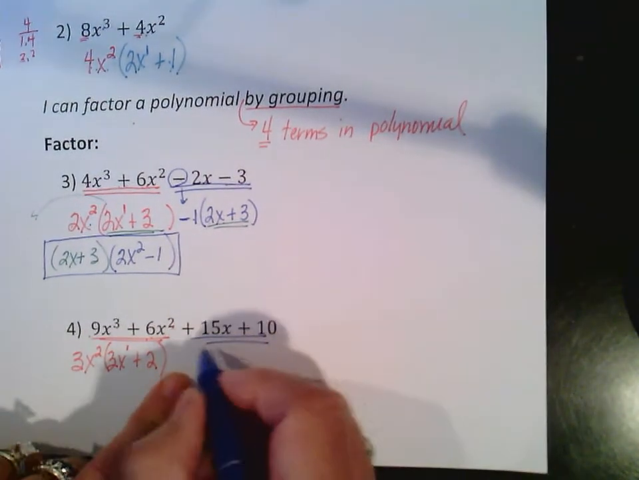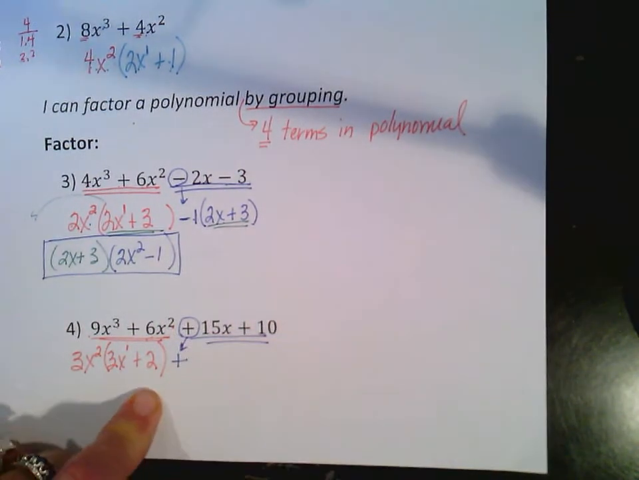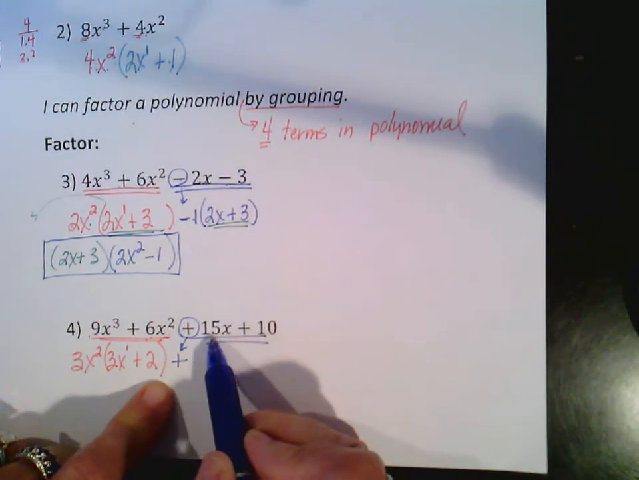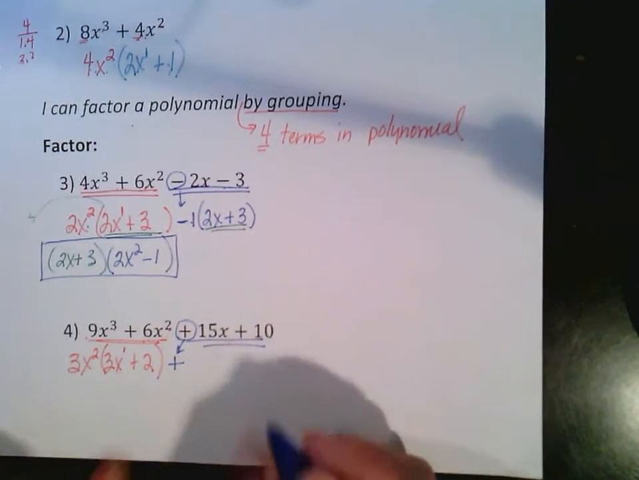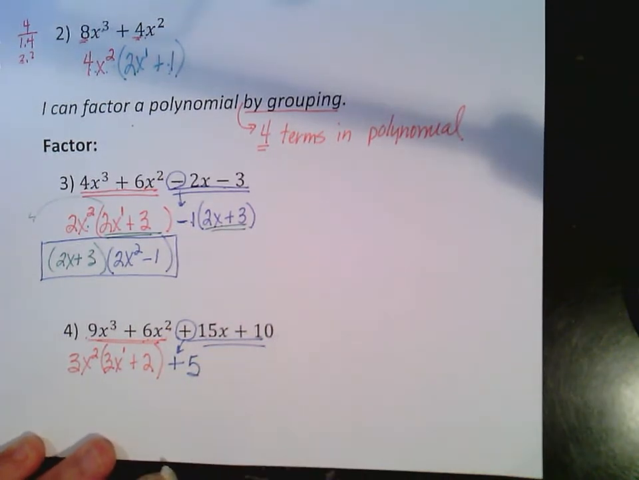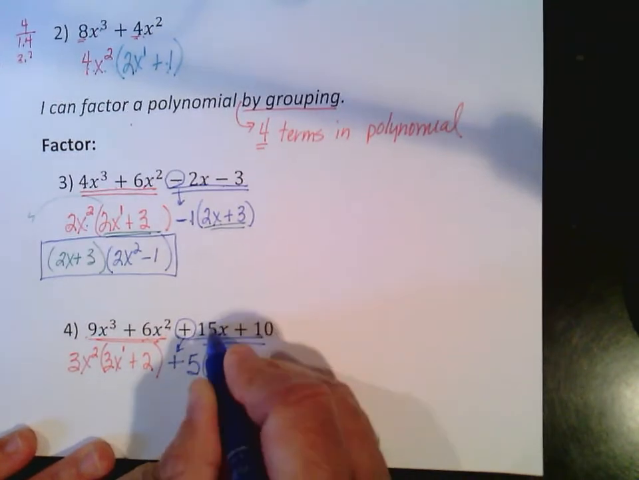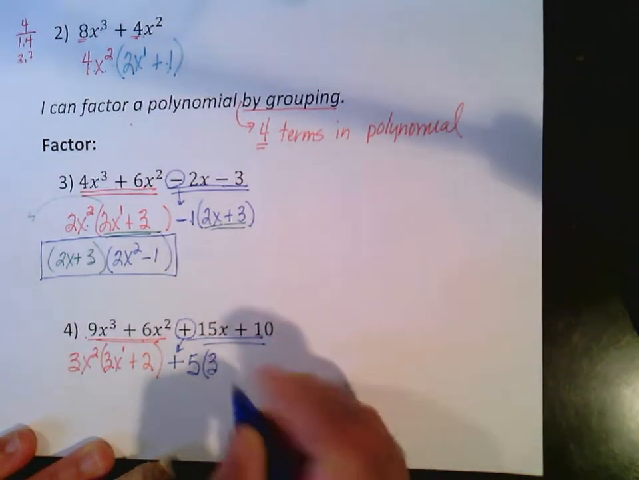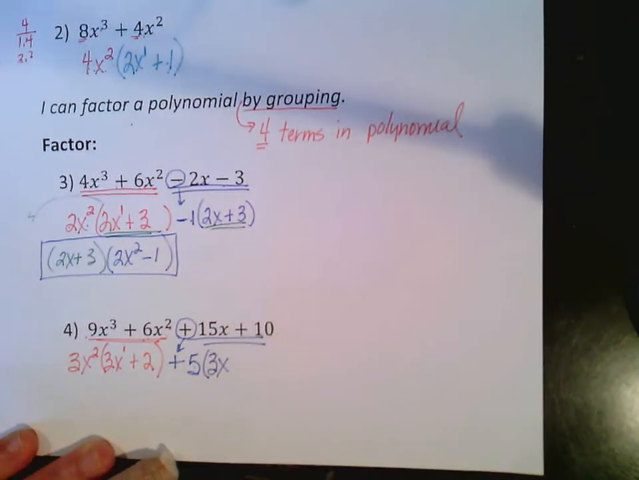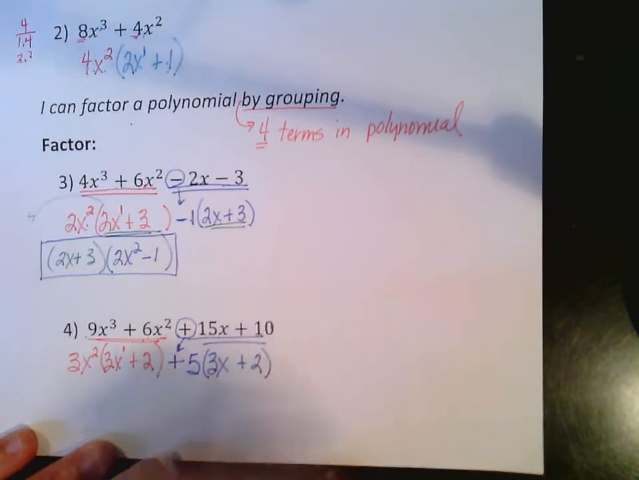I'm going to factor the second grouping. This is a plus, so that means I'm factoring out a plus. 15 and 10, the largest number that goes into both of those evenly is 5. I don't have a variable on the 10, so I cannot factor out a variable. 5 times 3 gives me 15, but I need an x, so 5 times 3x gives me 15x. And then 5 times 2 will multiply back up to be the 10.